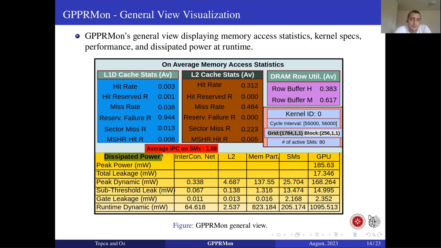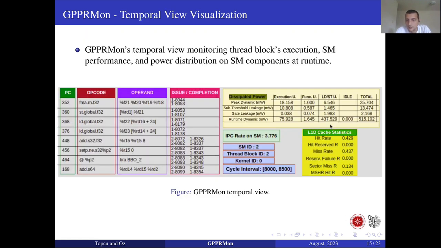These are the performance metrics, and the IPC is another performance metric as well. And the dissipated power, as I said before, we mostly focused on the runtime dynamic power consumption here. You see that the power is collected for each component separately, and this is the overall power consumption throughout this cycle interval.